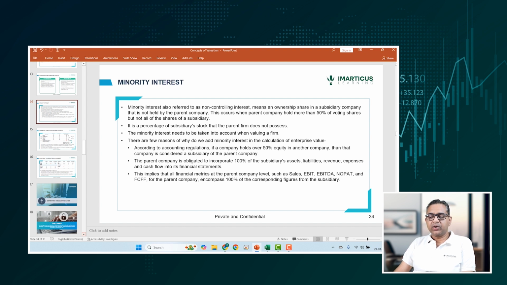The parent company is obligated to incorporate 100% of the subsidiaries' assets, liabilities, revenue, expenses, and cash flow into its financial statements. So when the parent company is showing its consolidated results, it will include 100% of the subsidiaries' assets, liabilities, revenue, expense, cash. But in reality, it might be owning only 80%, right? But that remaining 20% is the minority interest. This implies that all financial metrics at the parent company level, such as sales, EBIT, EBITDA, NOPAT, FCFF, encompass 100% of the corresponding figures from the subsidiary.